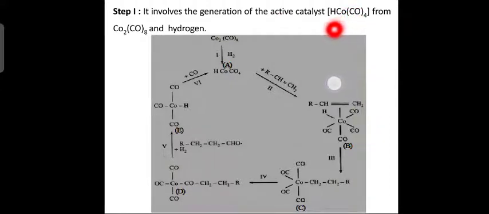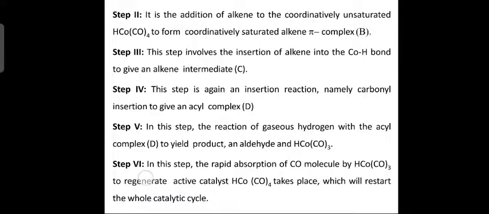So, this is the step 1. You can see here Co2(CO)8. The catalyst is generated by hydrogenation, you can see here. You get HCo(CO)4. The other products formed are not given here, only the main products. This is the step 1. Now, let us see the step 2. In this step it is the addition of alkene to what?